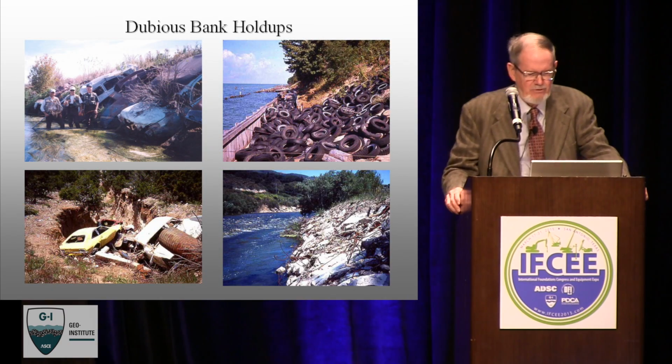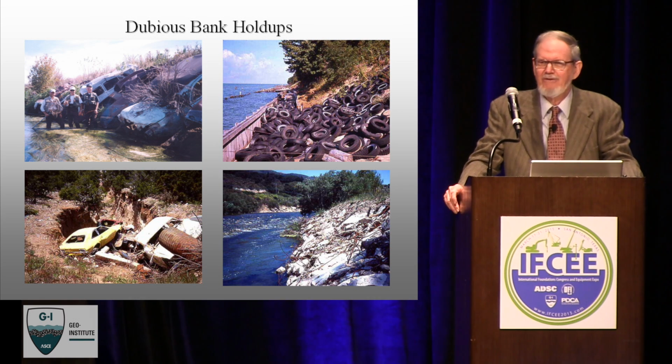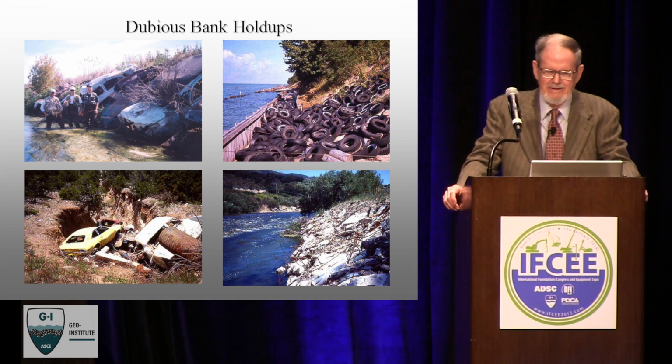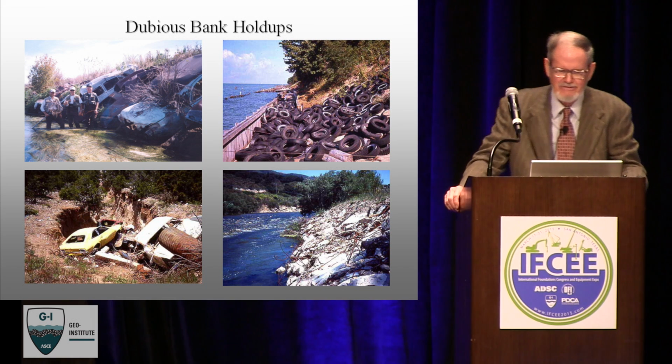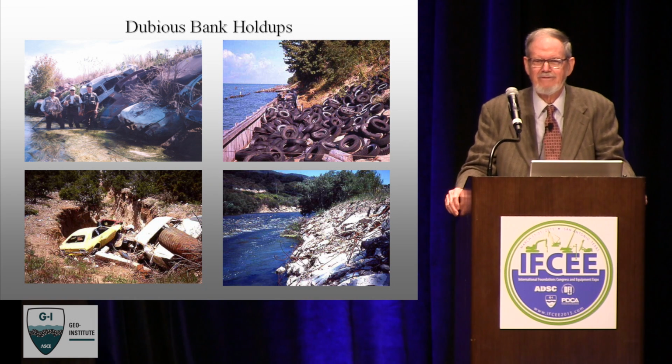Here are some examples of what I would call dubious bank holdups. In the upper right-hand corner is a shoreline defense, Lake Michigan. I call that the rubber ducky defense. And then on the left-hand side are some examples of stabilization of banks and gullies using car bodies. In Michigan, we refer to this as Texas riprap.